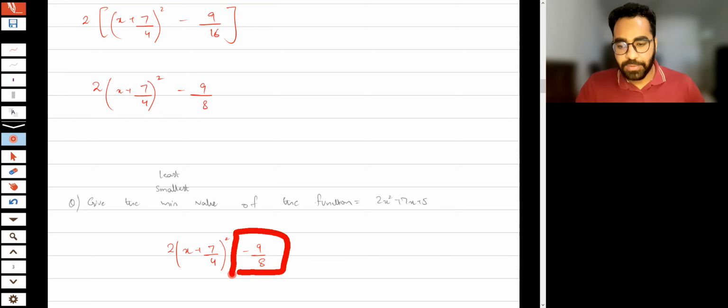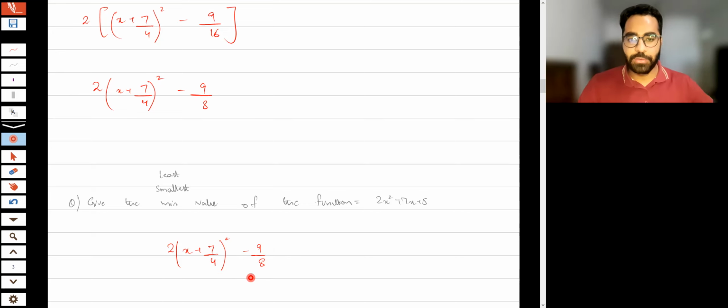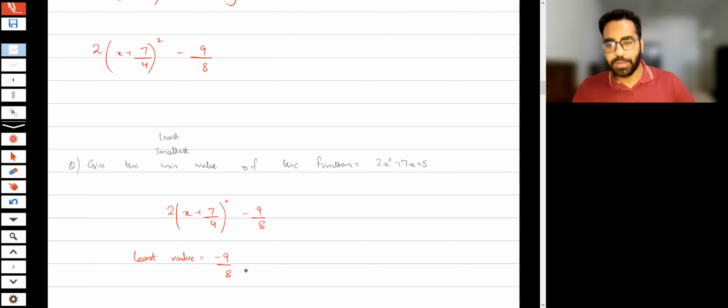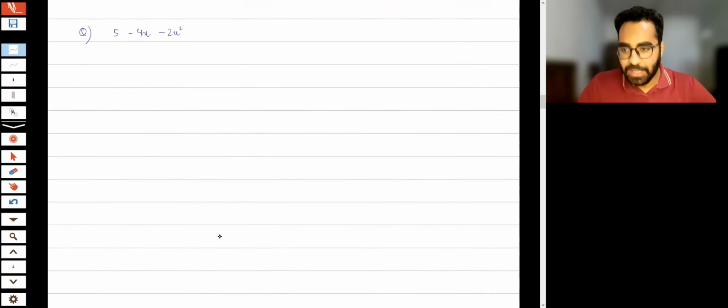Whatever value is getting added or subtracted outside the bracket would be your least value of the function, or the least value of y. So the least value, or the minimum value, is going to be minus 9/8. Simple as that. Let's take another question.